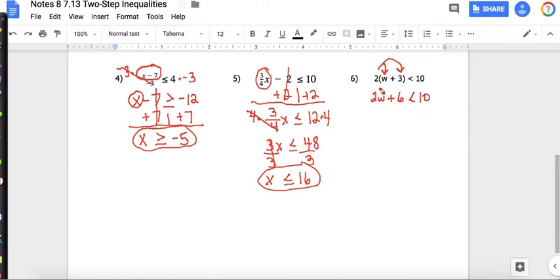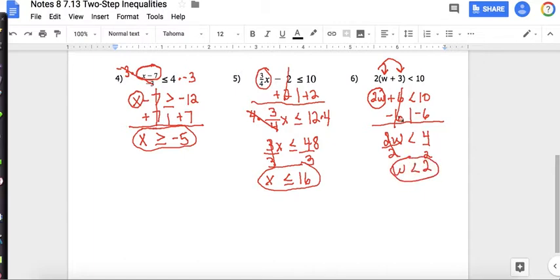Now it's just a simple two-step problem. Circle your variable and draw your t. The opposite of adding 6 would be subtracting 6. 6 minus 6 disappears. 2w is less than, what's 10 minus 6? 4. And the opposite of multiplication is division, so I'm going to divide by 2. And w is less than 2.